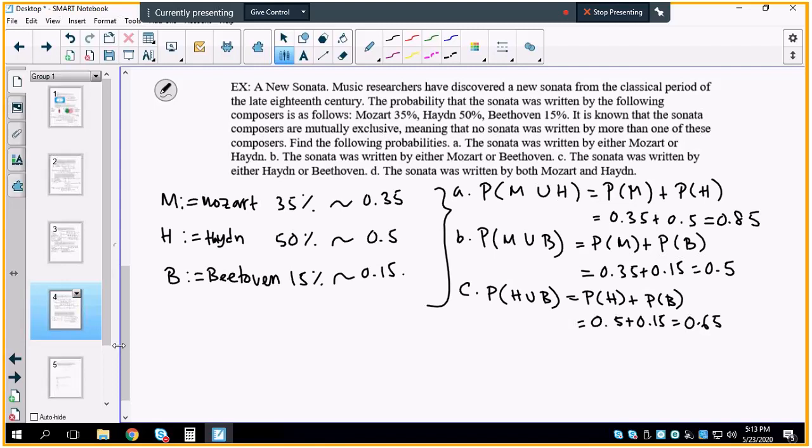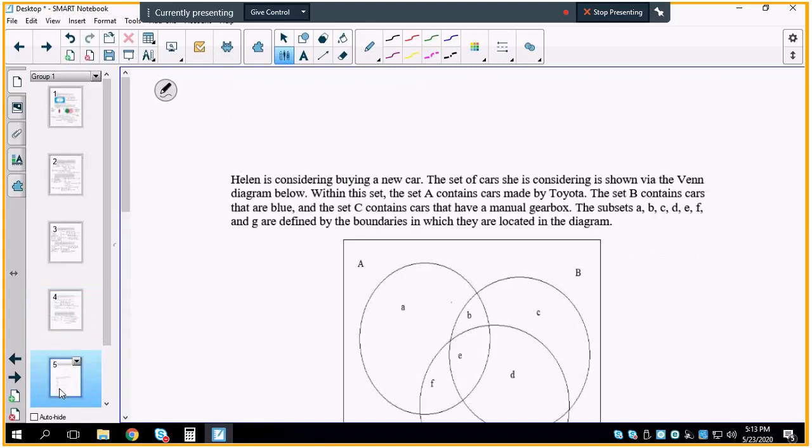Final one is the sonata was written by both Mozart and Haydn. So the probability of Mozart and Haydn, as I have said, there is no intersection, so I will clearly write down that is 0, and that will complete the answering to the question. So we'll carry on to similar examples.